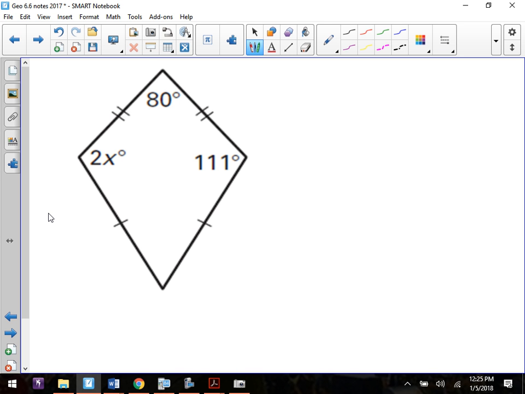If I just need to solve for x, what do I set that equal to? 111, right.